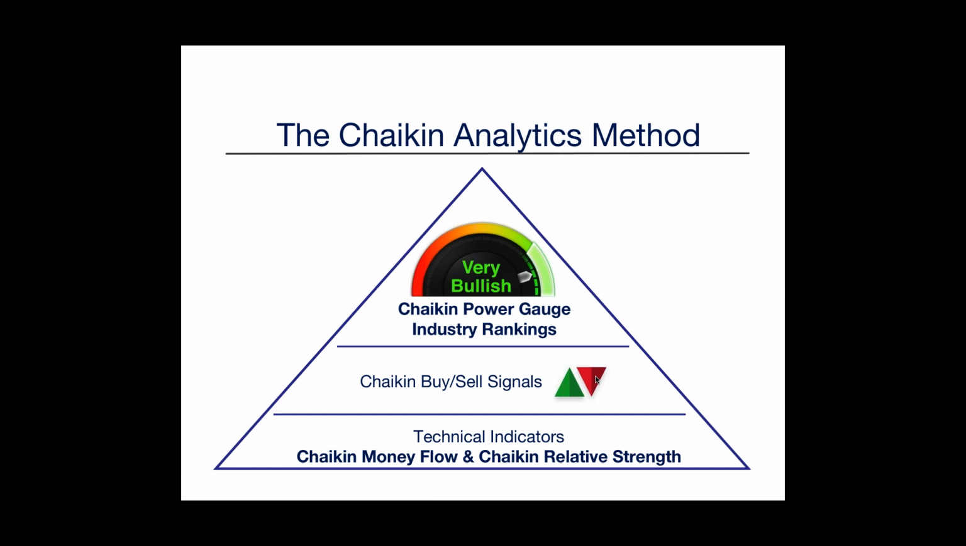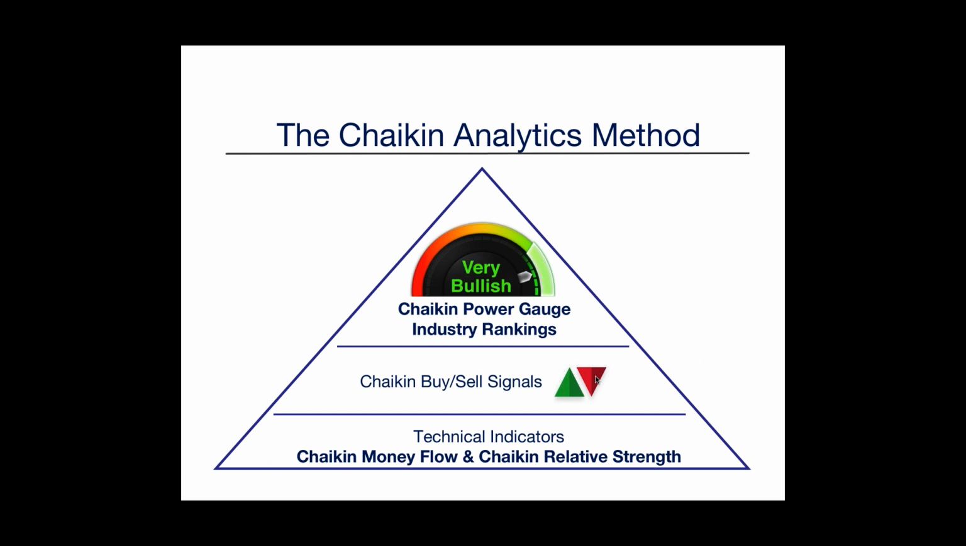So here's the Chaikin method distilled down to a pyramid. The top of the pyramid is the power gauge rating. Looks like the gas gauge on your car. It's very simple to understand. And industry and sector rankings. Those two fundamentally driven factors will put the odds in your favor.